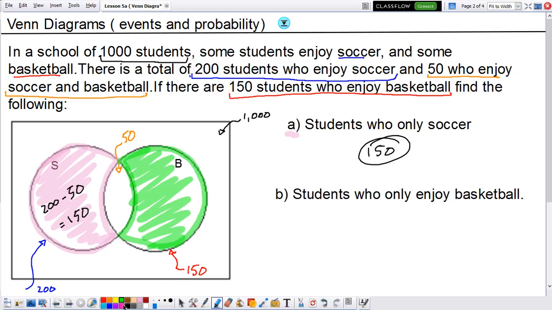So now, how do we find out the value of that region? Well, we know that the whole circle itself is 200. That's what we wrote here. We know that the small intersection is 50. So if we want to figure out the value for this section, that will be 150, because that's the whole circle minus 50, which is an intersection. Now this gets me a total of 100. So that means that there's only 100 students who only enjoy basketball.